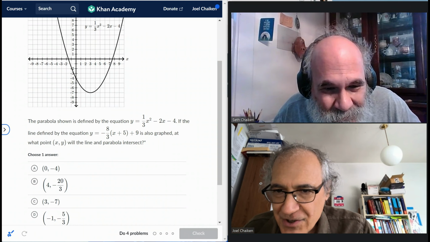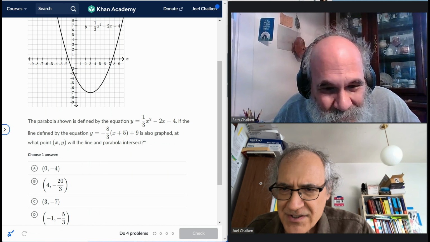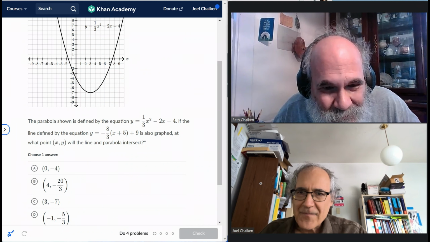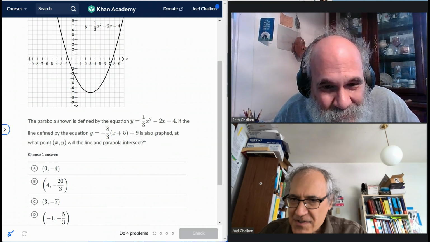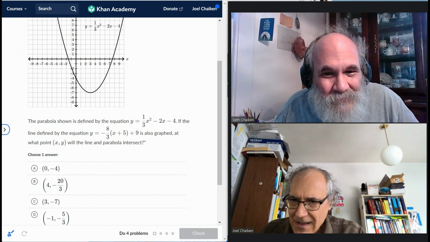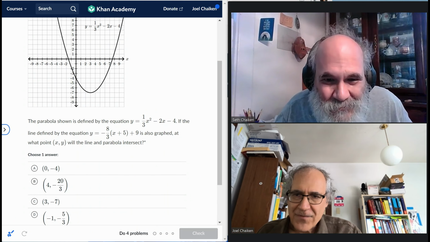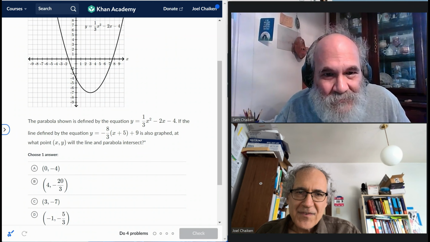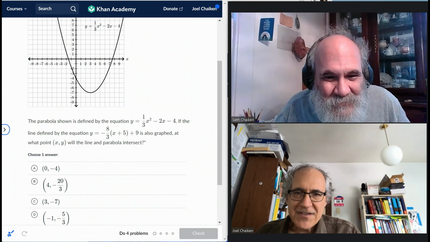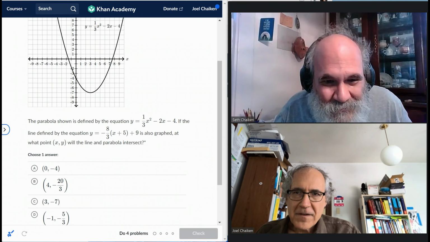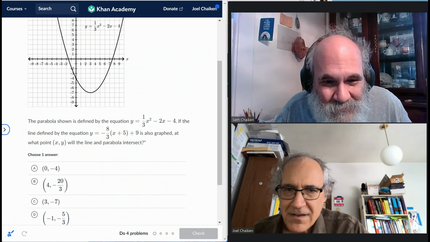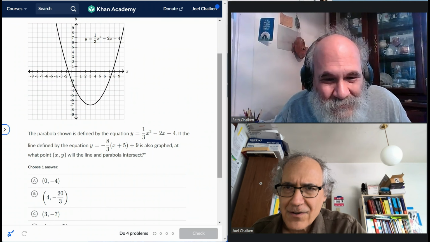Okay, the parabola shown is defined by this equation. If the line defined by that equation is also graphed, at what point do the line and the parabola intersect? Now, those points, are they very far apart from each other? They're all pretty far apart, aren't they? So you could probably just graph this thing. You could go up to 9.